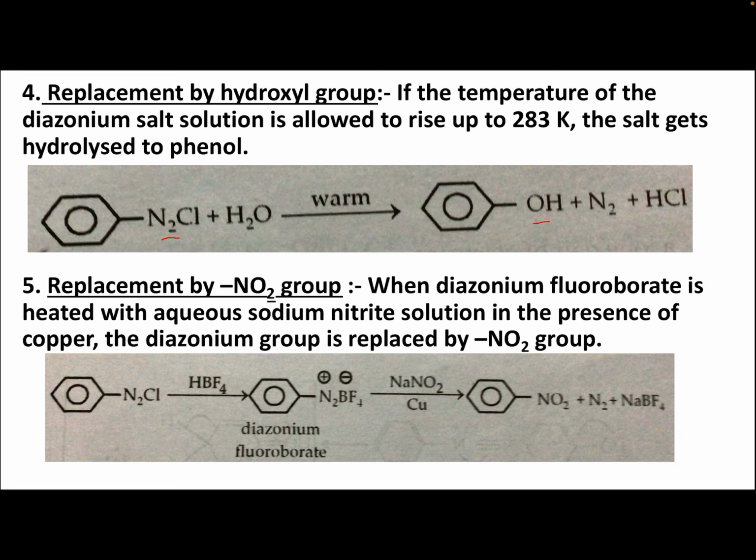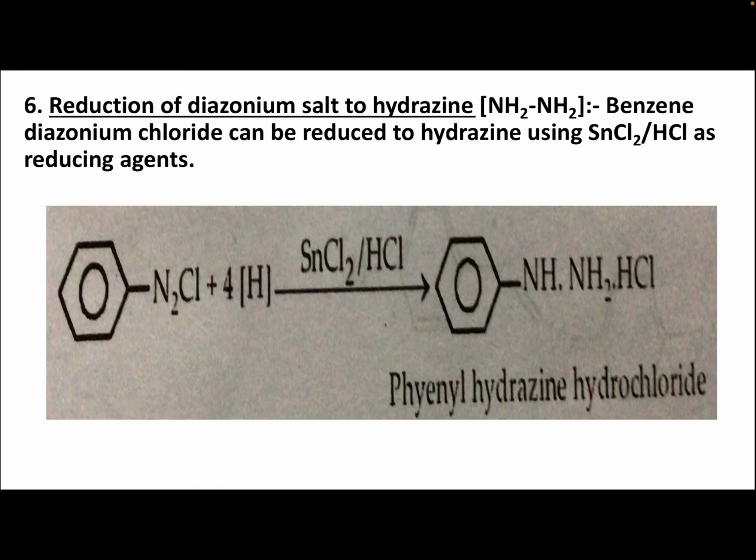Next reaction is replacement by nitro group. When diazonium fluoroborate is heated with aqueous sodium nitrite solution in the presence of copper, the diazonium group is replaced by the NO2 group. This is benzene diazonium chloride. In the presence of HBF4, we get diazonium fluoroborate. Then heating it with sodium nitrite and copper, you get on the benzene ring NO2, that is nitrobenzene. That means the N2Cl group is replaced by the nitro group.